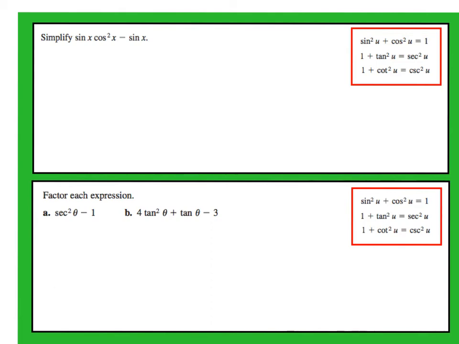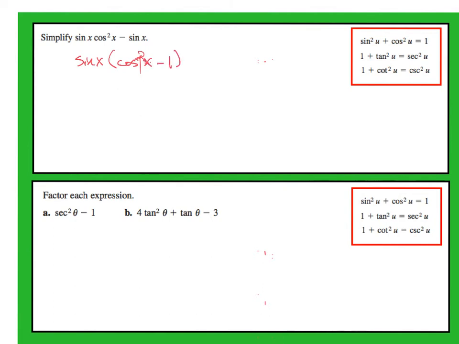I can't combine any like terms. There are no like terms. But I could do something. It's an F word. I could factor. What could I factor? I could factor out a sine x. Let's factor out a sine x. What would I be left with? Cosine squared x minus 1.